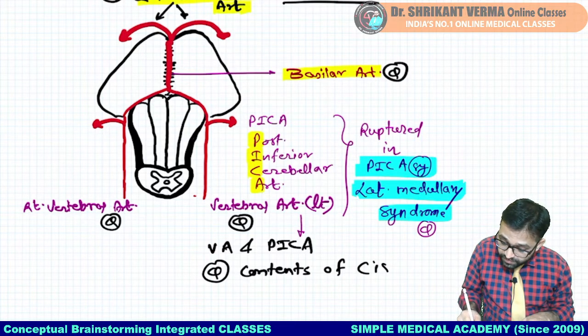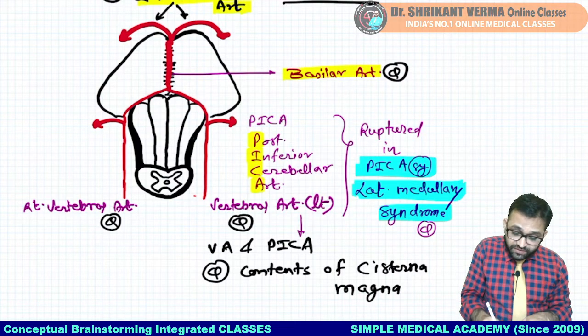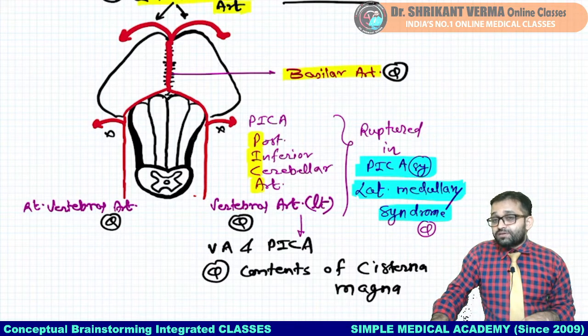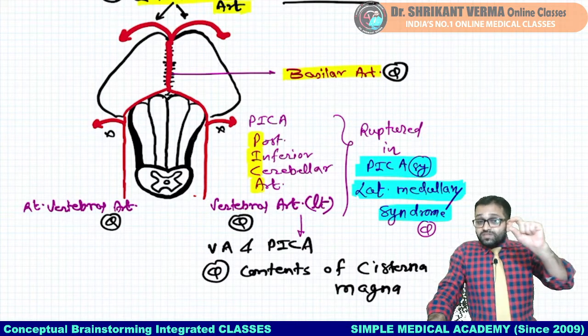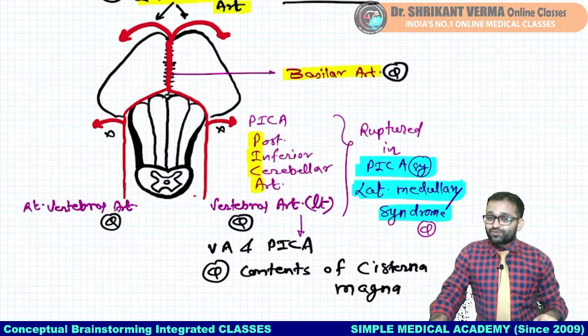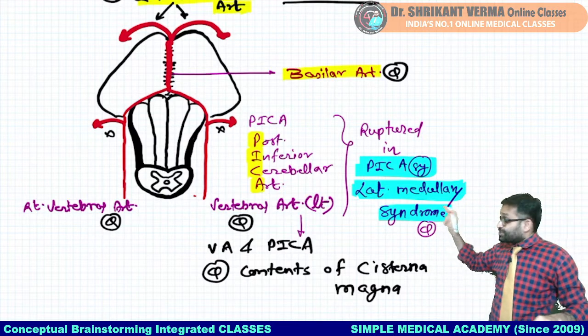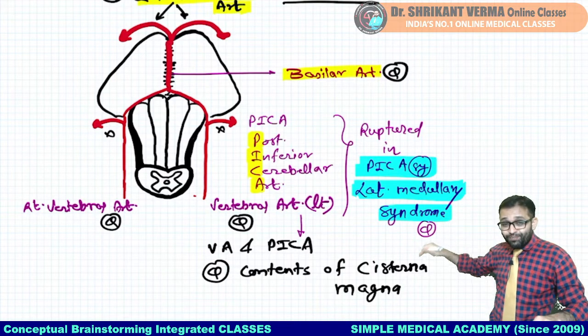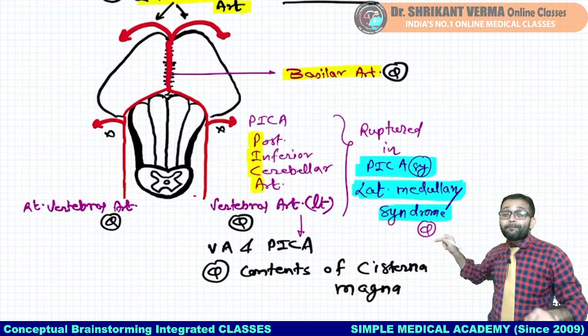contents of the cisterna magna. Getting the point? These are very close to our cerebellar portion. So these are inside our cisterna magna. So try to understand, in case of rupture of this artery, in case of the lateral medullary syndrome, you will get blood in the cisterna magna.